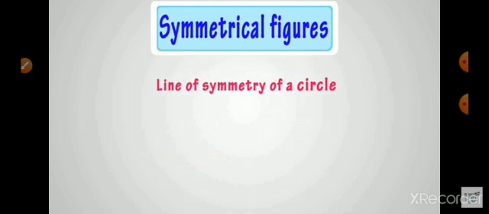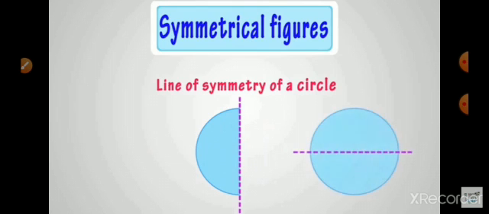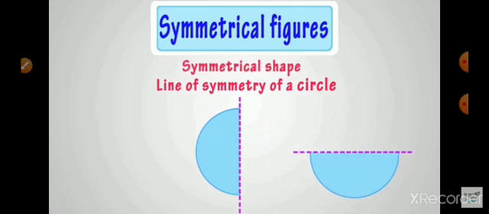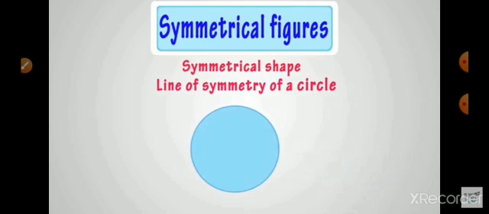Now we will learn the line of symmetry of a circle. Take a circle and fold it from the center like this. This part will cover the other part. That means this is a line of symmetry. Now cut the circle from the center like this. This is also symmetrical.